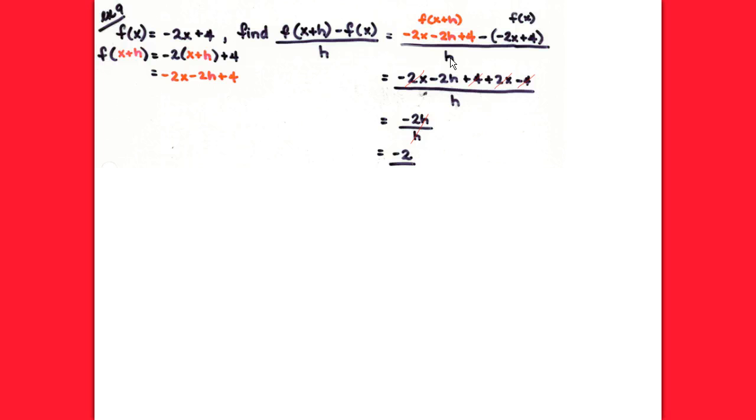Now we're just going to simplify. If you have a negative in front of parentheses, remember it gets distributed through the parentheses. So that would give me minus a negative, so plus 2x, and then minus 4. The negative 2x and the positive 2x will drop out, and the positive 4 and the negative 4 will drop out, so that would just leave me the negative 2h in the numerator and the h in the denominator. The h's top and bottom would drop out, and that would just leave me negative 2. So that's a difference quotient.